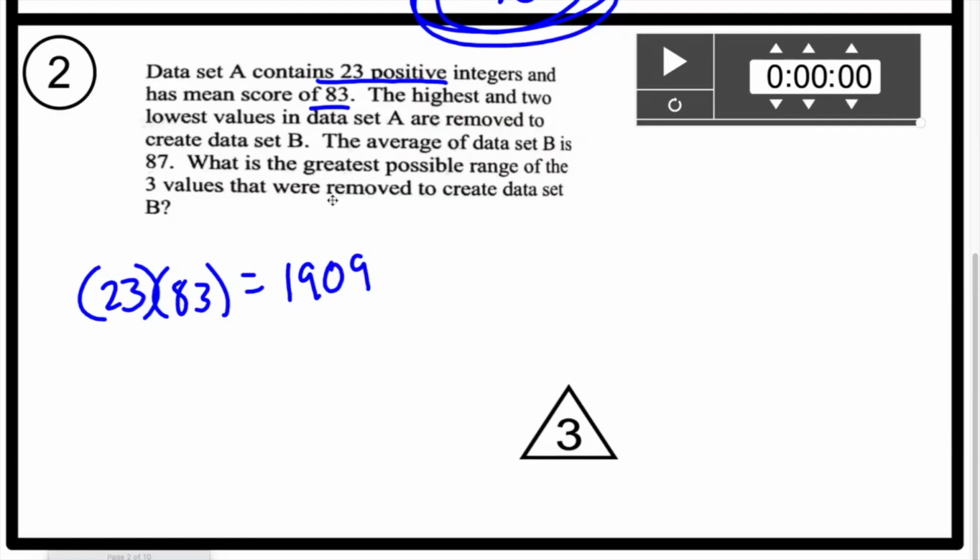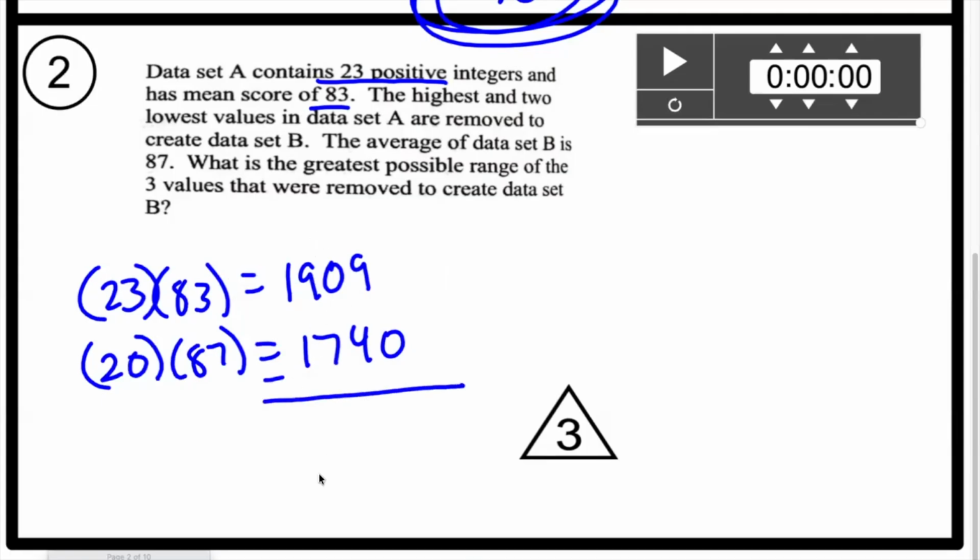Then something happens, which we'll get back to. Now we have three data points were removed, and the average is an 87. So now I have 20 data points that have an average of 87. So that total is going to be 1740. All right. So basically, quickly I can figure out what was removed if I just subtract these, and that's 169. So that's not the answer, so I shouldn't have circled it yet. But the idea is the total was 1909, the new total is 1740. The difference is what was removed. Okay. All right, so got it.